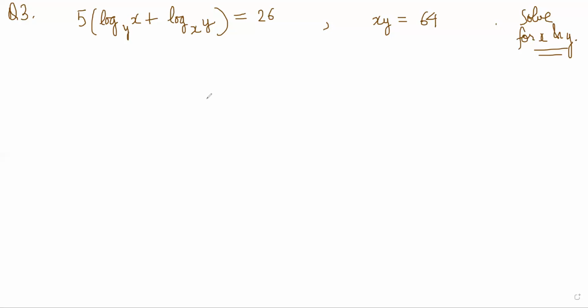Oh, I understand. If we put one of the logs as z, the other one is the reciprocal of it. So it's z plus 1 by z. So it becomes z square plus 1 by z is equal to 26 by 5. And then we can just solve the quadratic.